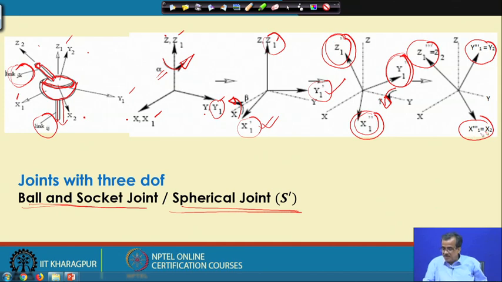And now, x1 triple prime is nothing but x2, y1 triple prime is nothing but y2, and z1 triple prime is nothing but z2. This x2 is this particular x2, this y2 is this particular y2, and this z2 is this particular z2. That means, starting from the input link, x1, y1 and z1, I am able to reach the output link, x2, y2, z2. To reach that, I need the help of three rotations, all taken with respect to the universal coordinate system. That means I need three rotations. So, this ball and socket type of joint, or spherical joint, has 3 degrees of freedom, or mobility level 3. Thank you.